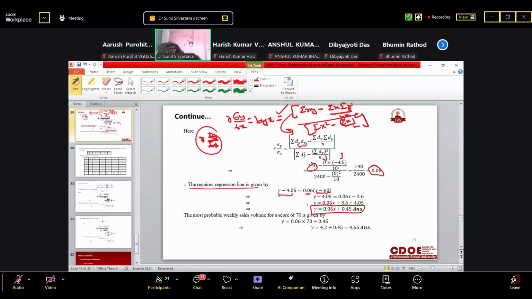So what do we have to ask here? We have to find the most probable weekly sales volume for a score of 70. So just put x is equal to 70 here, and we get the most probable value as 4.65. So the answer is also accurate within the range. So the problem can be discussed like that. This is the problem based on the regression coefficients in terms of the assumed mean method.